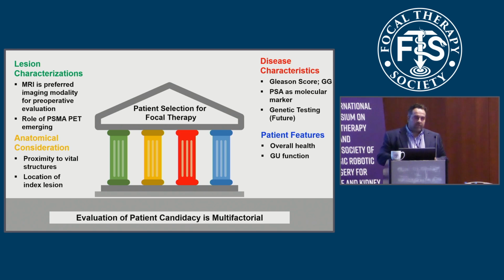Anatomical consideration, the proximity to vital structures or the location of the index lesion. Is it anterior, posterior? Disease characteristics, the Gleason score, the grade group. PSA as a molecular marker, is there a cutoff when we should not offer focal therapy? Or gene expression assays like GPS, Decipher. I like to use that in my practice as well. And then there are patient features, the overall health of the patient or the GU function, sexual or urinary function, are very important. So the evaluation for patient candidacy is multifactorial.